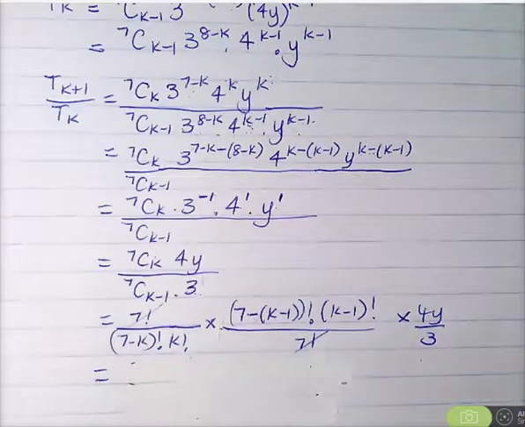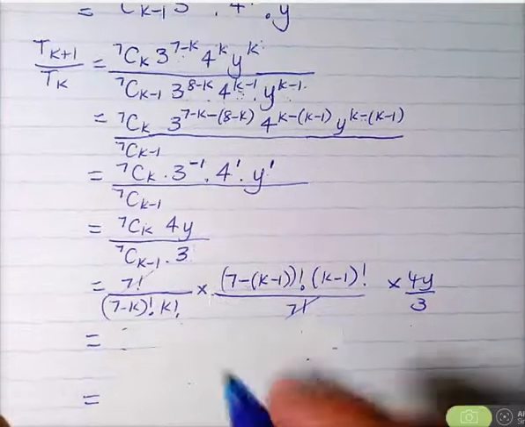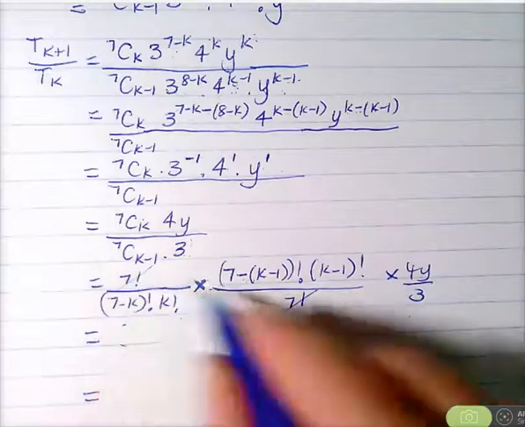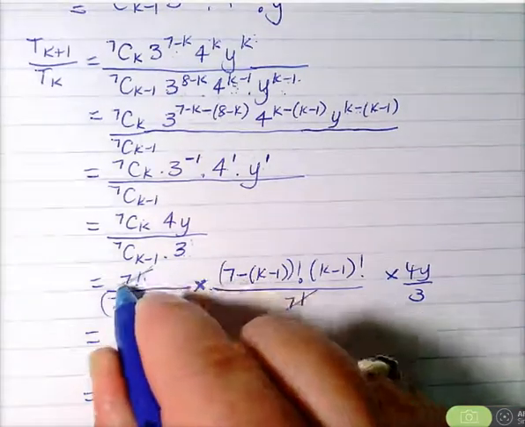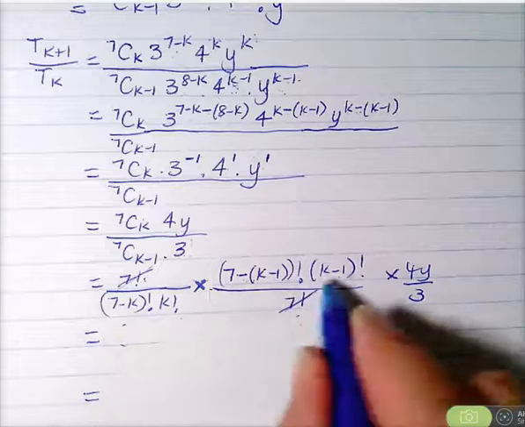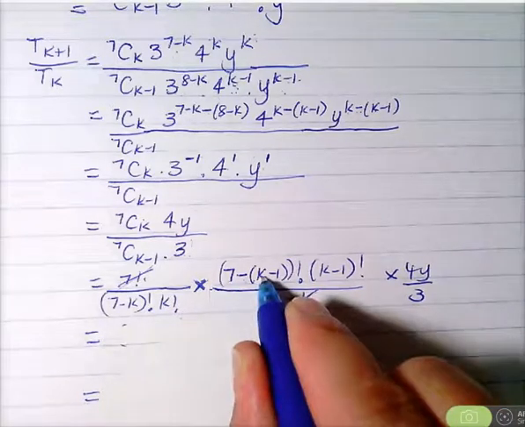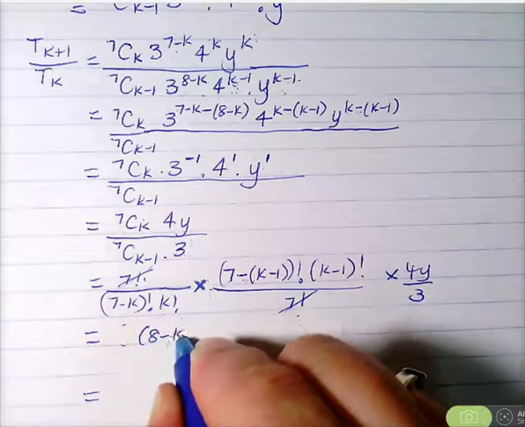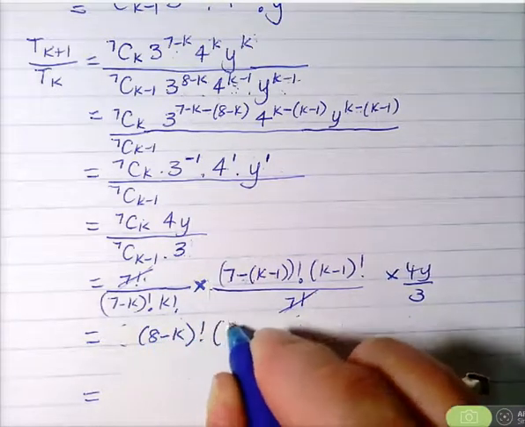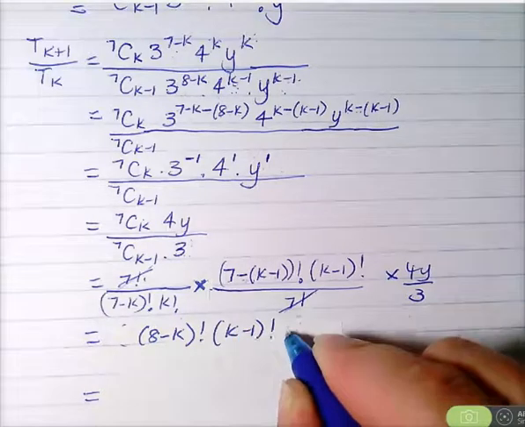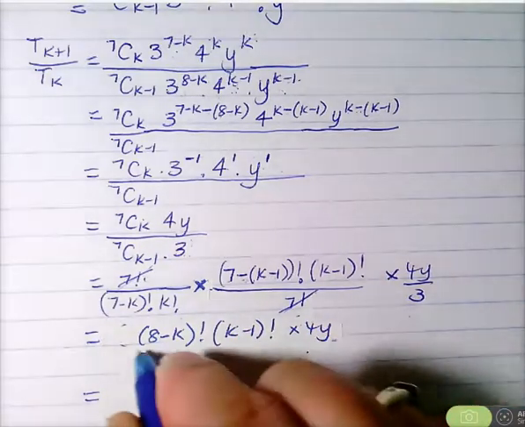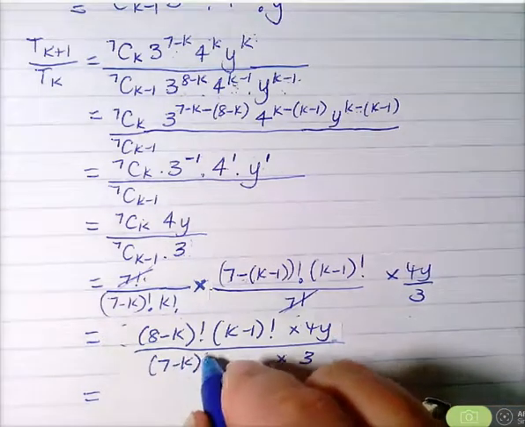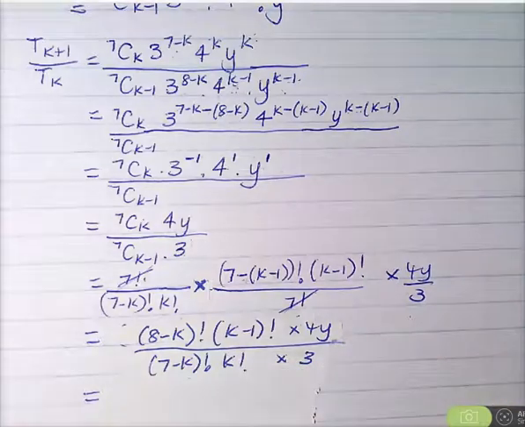So now we need to continue here. I've just fixed up this times symbol. Notice that the 7 factorials cancel on the numerator and the denominator. Just be very careful here. I've got 7 minus k plus 1, so it's 7 minus k plus 1, which is (8 minus k) factorial times (k minus 1) factorial times the 4y over the 3 down there. And here we've got (7 minus k) factorial times k factorial on the denominator.